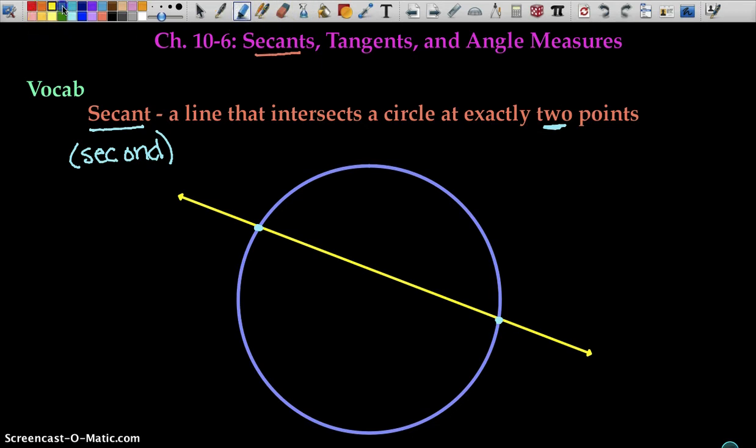Also, a lot of you may be wondering, okay, well then how is that any different from a chord? Well, remember that a chord has its endpoints on the circle. So a portion of a secant is a chord, but a secant can keep on going and extending outside the circle, which a chord does not do. Okay?